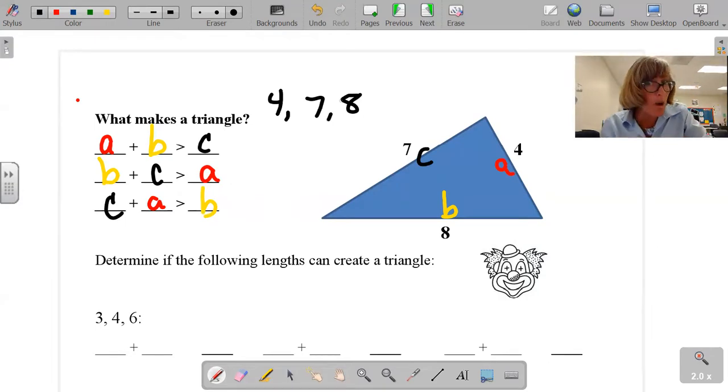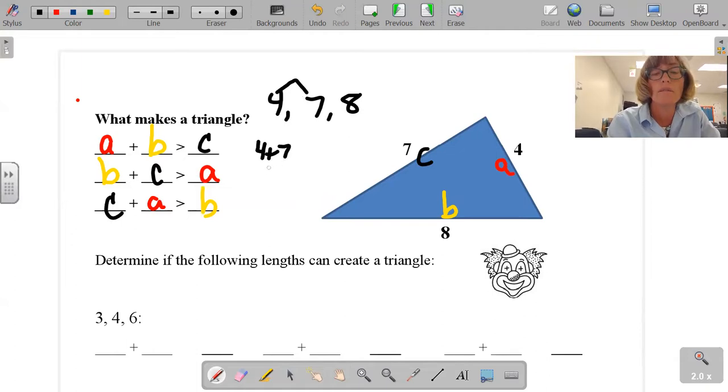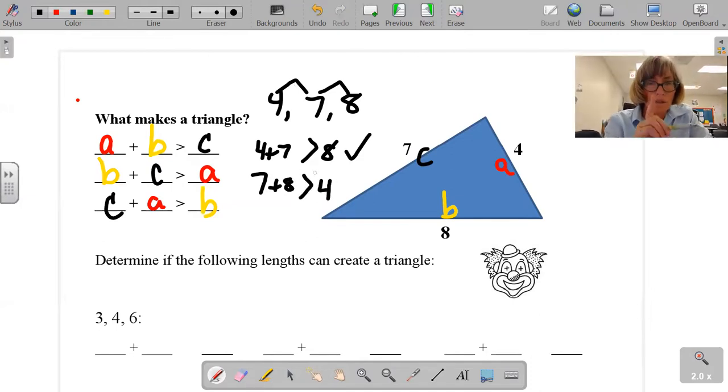I call it eyebrow, eyebrow, smiley. Watch. You add 4 and 7, and that has to be bigger than 8. And you ask yourself, is that a true statement? Yes. Check. Next, 7 and 8. Is that bigger than 4? That's 15, bigger than 4? Yes.